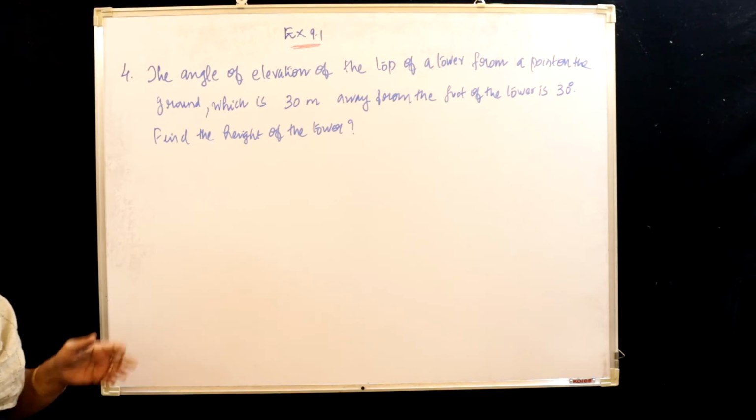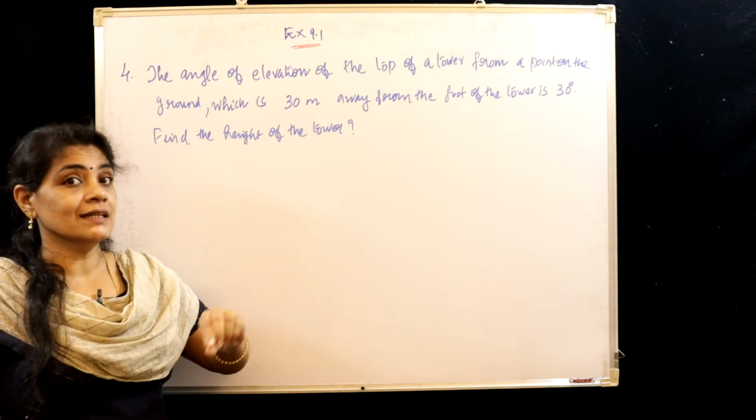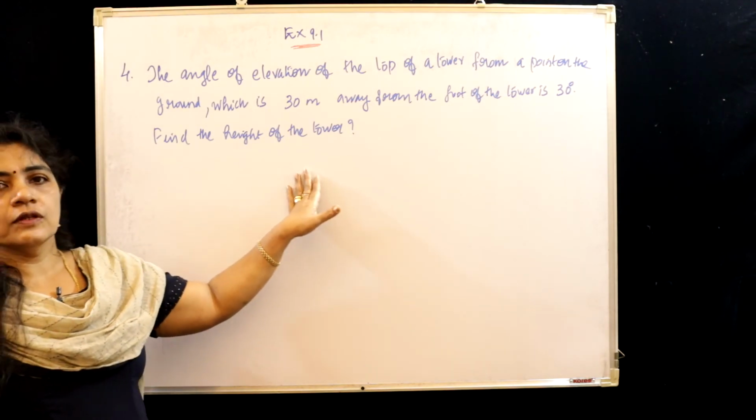Now the fourth question: the angle of elevation of the top of a tower from a point on the ground which is 30 meters away from the foot of the tower is 30 degrees. Find the height of the tower.